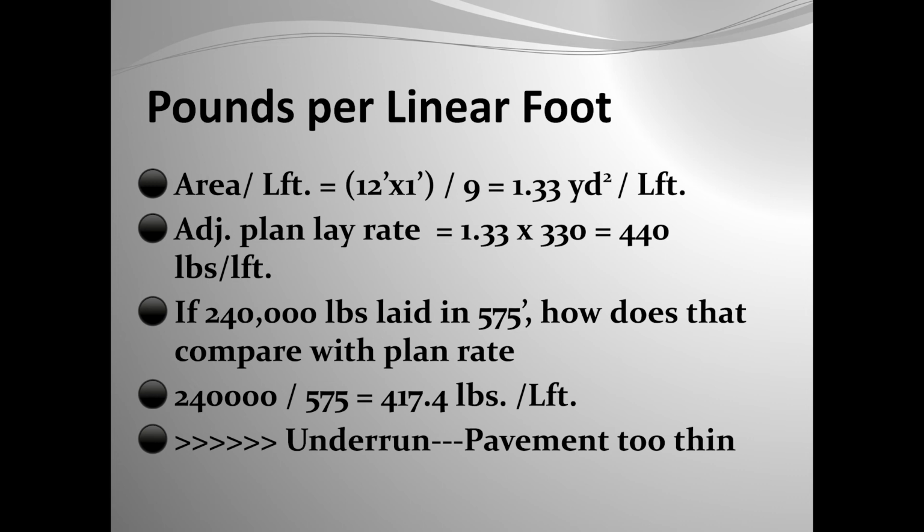So if you ended up, when you actually paved it, that you put down 240,000 pounds and they were laid in a 575 foot long run, how does that compare with what was planned? Well, you're going to take 240,000 divided by what that 575 was, and you get 417.4 pounds. Same calculation as what we had done before. You're just looking at it at pounds per linear foot, and it's just the same way of looking at yield. So you also see that this was an underrun.